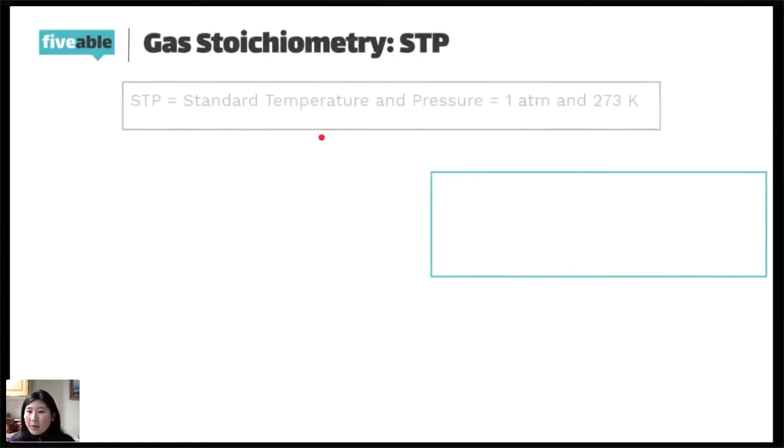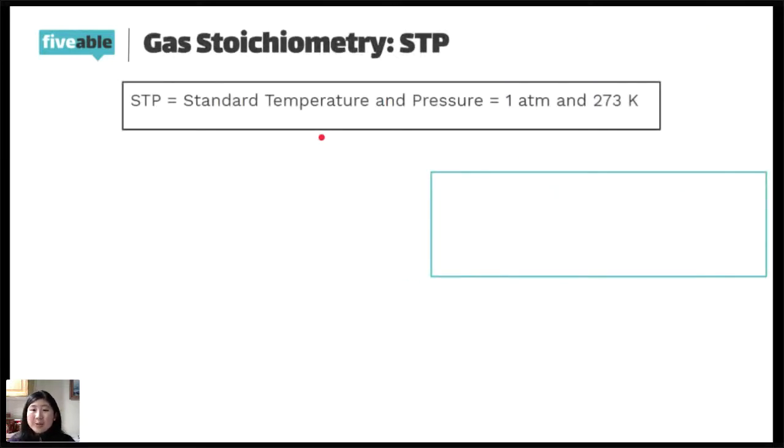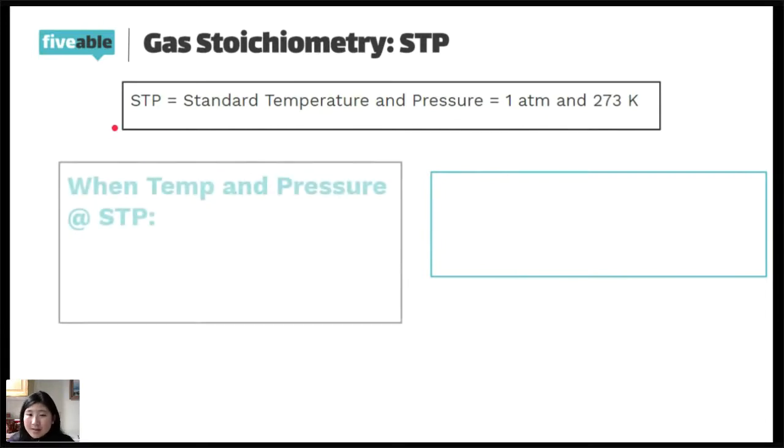All right, so we're going to go over gas stoichiometry at STP. STP is standard temperature and pressure, and that is equal to 1 atmospheric pressure and 273 kelvins. All right, sorry about this box. I think there's going to be more text that's going to pop up. All right, so when temperature and pressure is at STP, these are some special conditions.